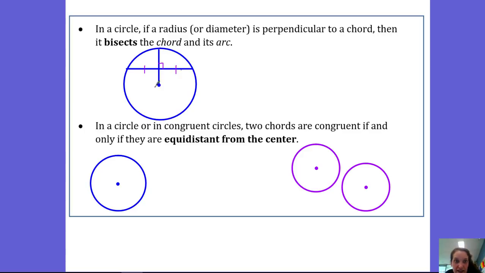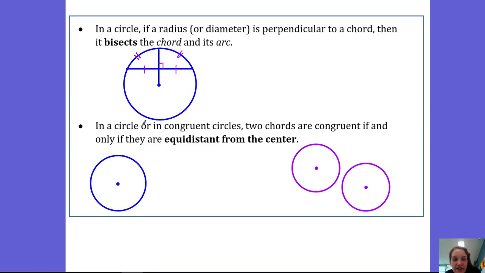And that radius also bisects the arc. So if you think of that chord, if you connect the endpoints of the chord, it creates an arc. So it's going to bisect the arc. This part of the arc is going to be congruent to this part of the arc. And that works in the opposite direction as well. If we know a radius is bisecting a chord or its arc, then you can go ahead and say that that radius is perpendicular to the chord.